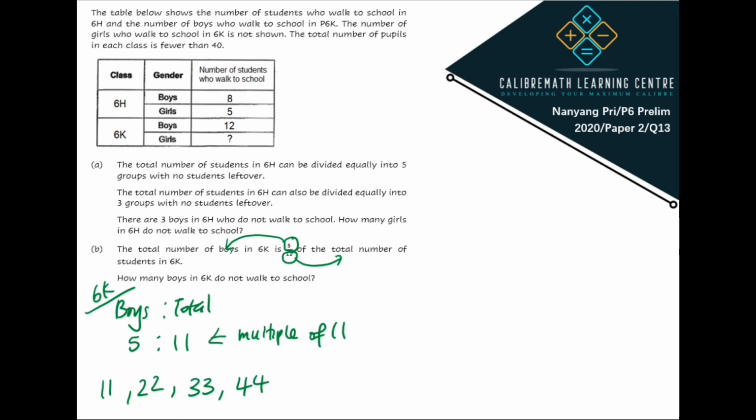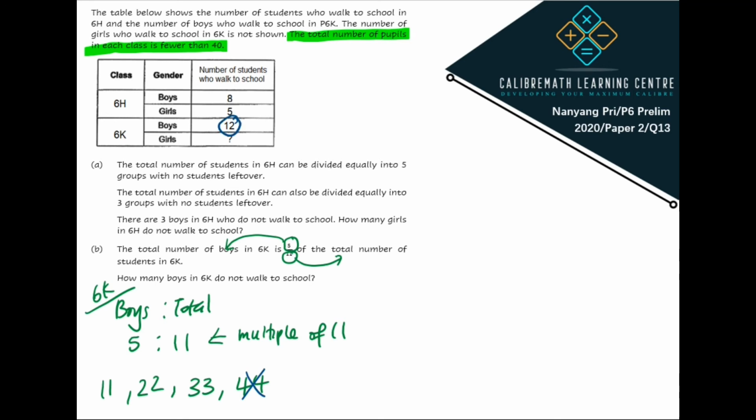So bear in mind the information that I've mentioned earlier. The total number of students in each class is fewer than 40. So that's why 44 and above cannot be the correct answer. So we are left with 3 possibilities, 11, 22, and 33. We're going to do one more elimination here. Let's look at this information.